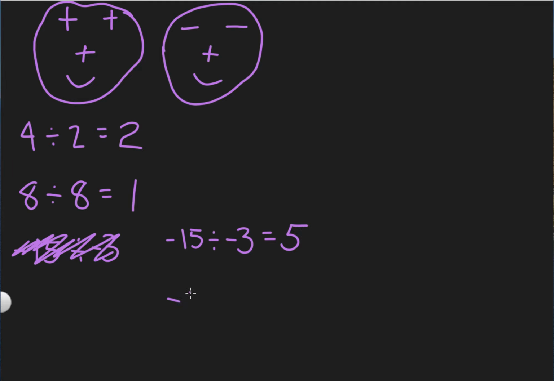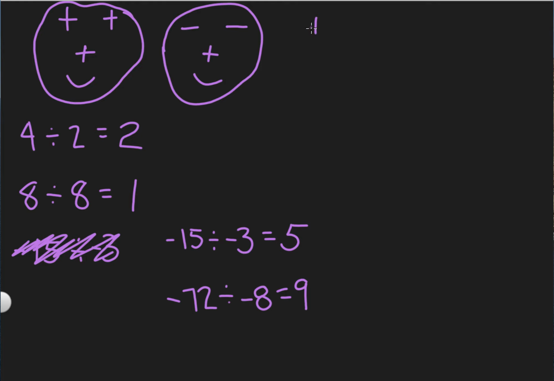Negative 72 divided by negative 8. Negative, negative, that means my answer is going to be positive. 72 divided by 8 is 9.